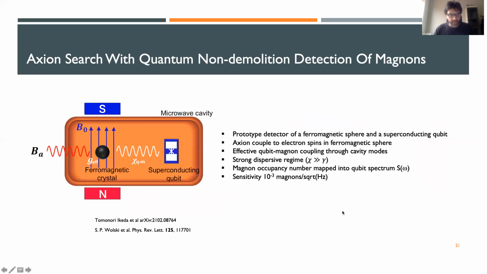The other example I want to give is also a recent paper in which a qubit is put inside a cavity with a ferromagnetic crystal. This is a technique introduced by QUAX, in which you exploit the interaction of axions with the electron spin. In this way, this group has an effective coupling of the qubit with the magnons inside this ferromagnetic crystal. The device is so sensitive that it can observe down to 10 to the minus 3 magnons root of Hertz. Okay, so very, very sensitive. And with this, they made a prototype detector for detecting axion interaction with electron spin.